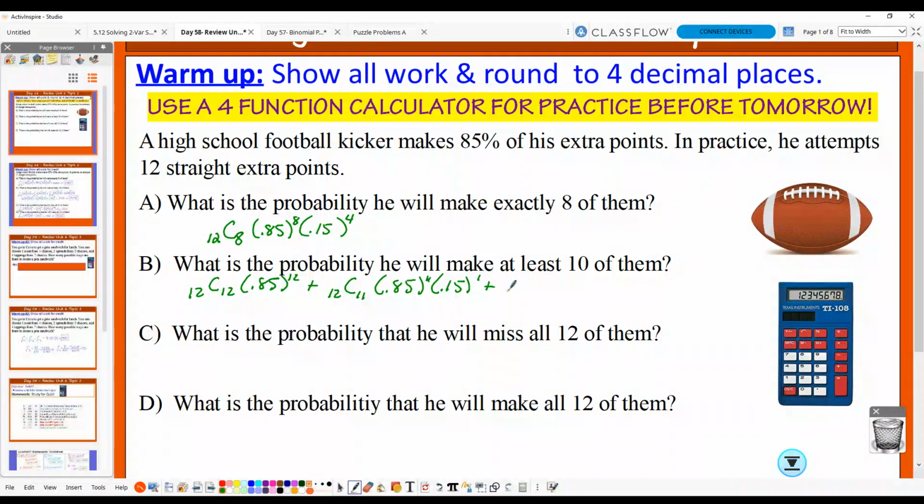and 12 choose 10, 85% chance to the 10th, 15% chance to the 2nd, and adding them together. What's the probability that he misses all of them? 12 choose 0 or 12 choose 12, but it's 0.85 to the 0, which is 1.